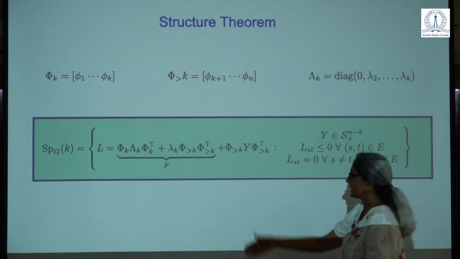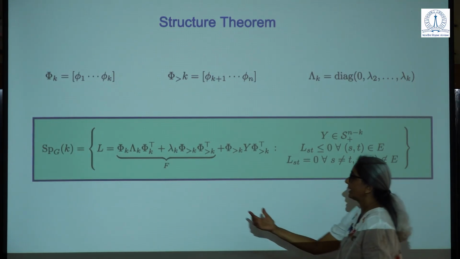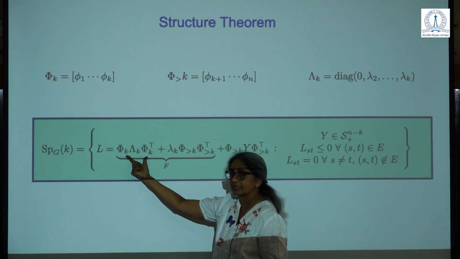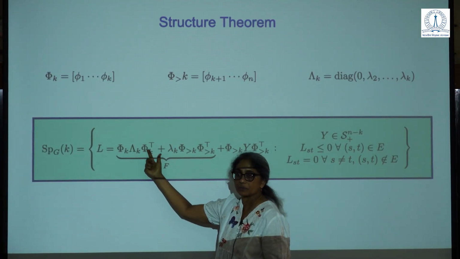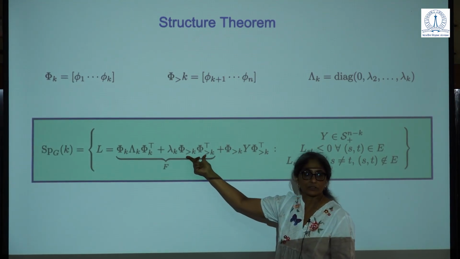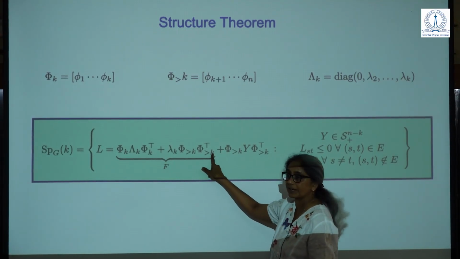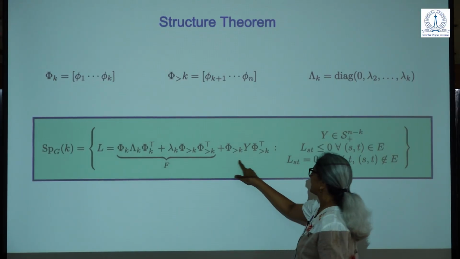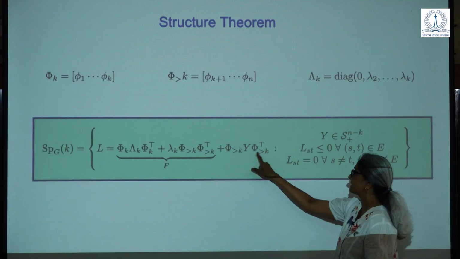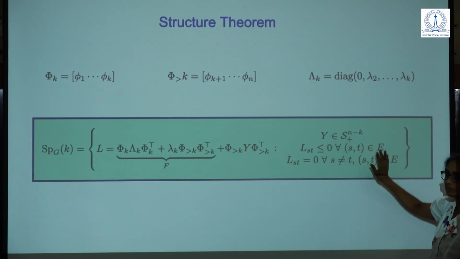Then I claim that the space of sparsifiers, their Laplacians will look like, from the first k part, we will keep this. We'll have phi k, lambda k, phi k transpose. This part will stay. Then we'll keep another little thing that also is from the frozen part. So everything from here to here we have already chosen to freeze. But then there is some variable part that involves the bigger eigenvectors and an unknown matrix Y, which has to be PSD, and then there are some conditions.